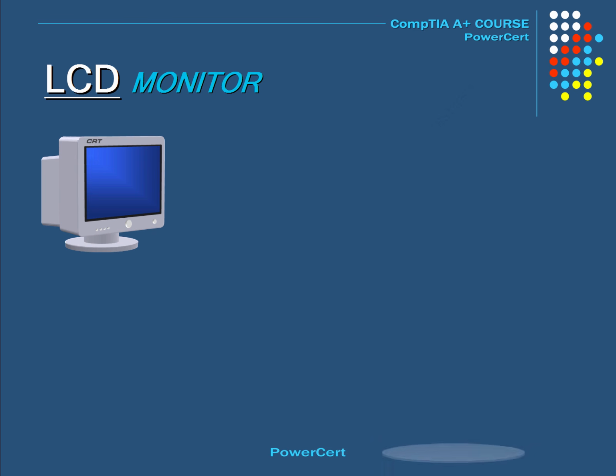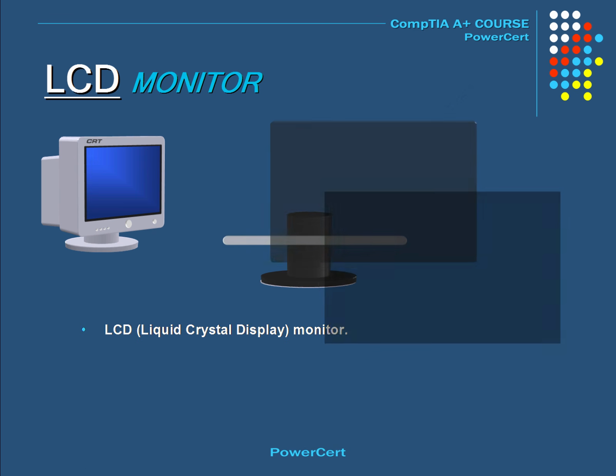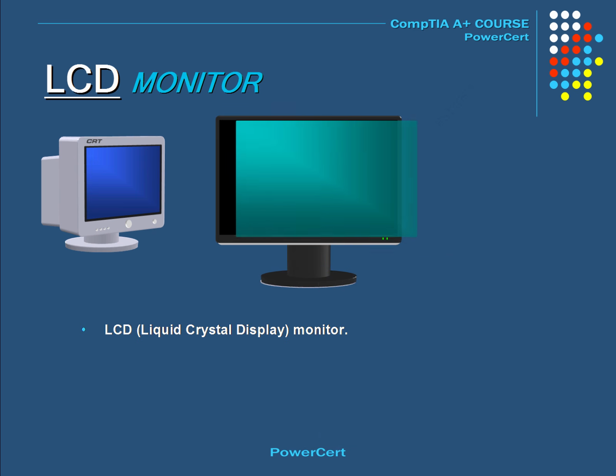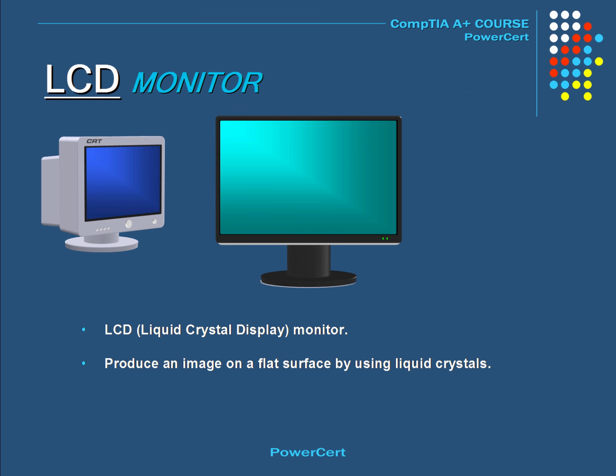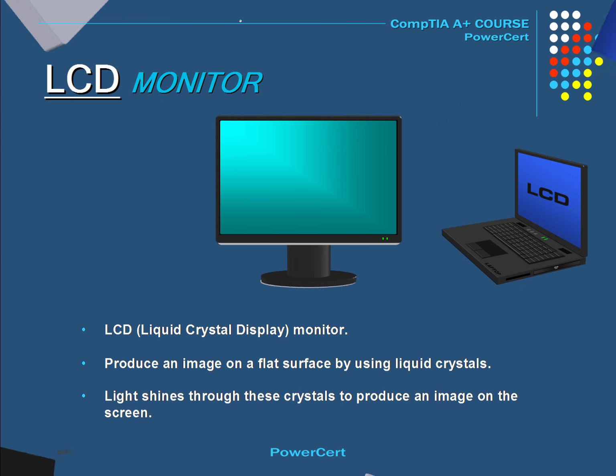Today, most computer monitors are LCD, which stands for liquid crystal display. LCD monitors produce an image on a flat surface by using liquid crystals. Light shines through these crystals to produce an image on the screen, and it uses filters to produce different colors. LCDs were first used in laptop computers and have now made their way to the desktop market and have completely replaced CRT monitors. They are lighter, thinner, use less power, and take up less space than CRTs. LCDs are also known as flat panel displays.